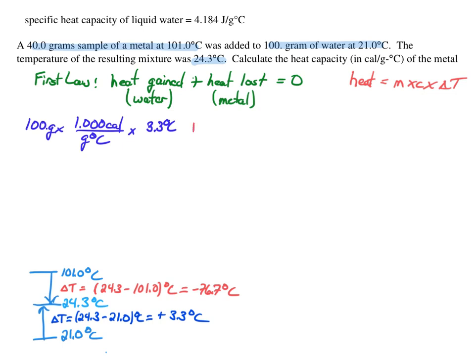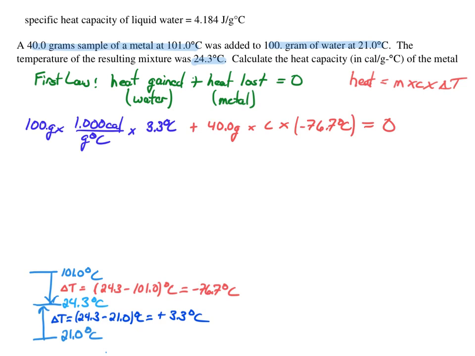The metal has a mass of 40.0 grams. Its specific heat capacity is what we're trying to calculate, so we'll leave that as C, and its delta T, as we've seen below, is negative 76.7 degrees C, and these sum to 0.